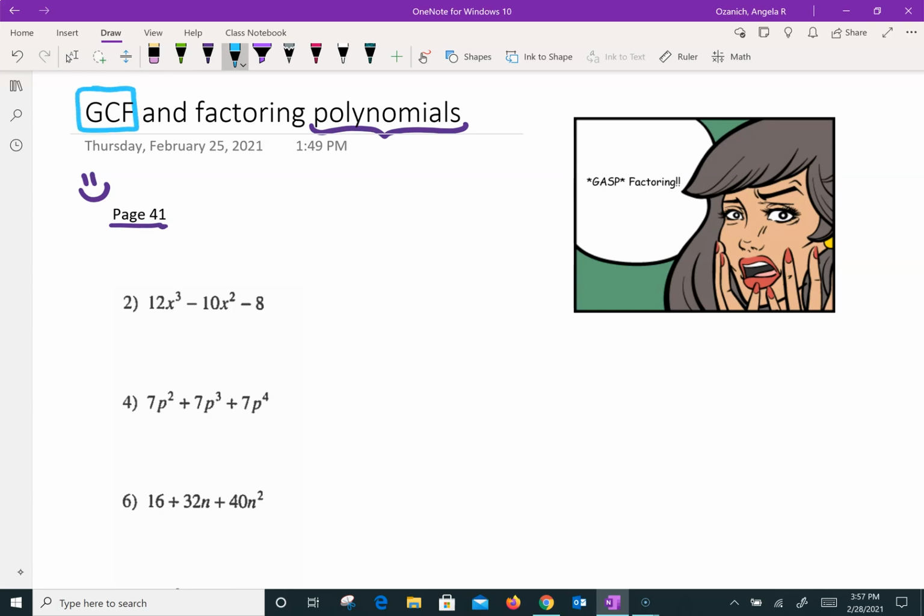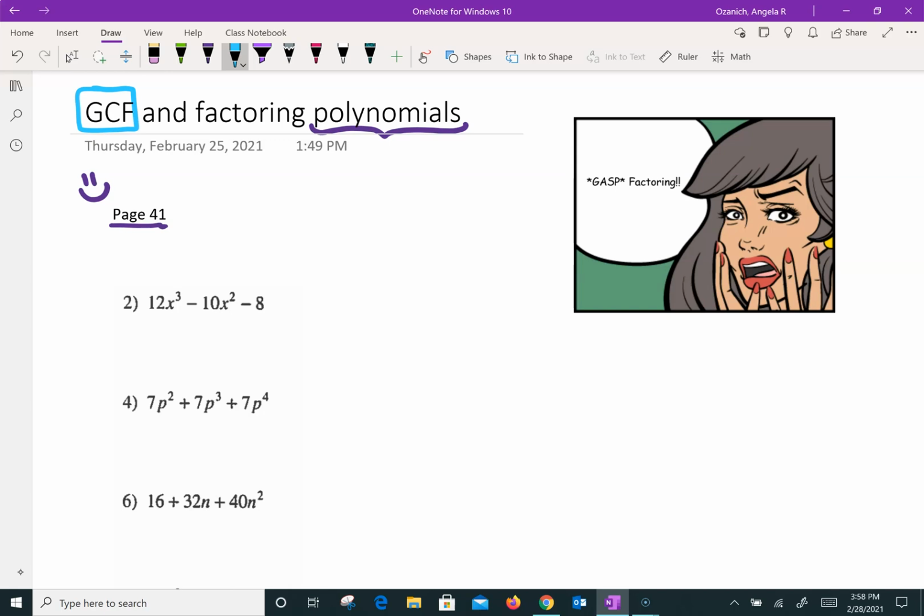When we think about a greatest common factor and factoring, it can be a little daunting, but don't be scared. We're going to get to it. We're going to get lots of practice, and you will end up being able to factor throughout your mathematics career. It's one of those super important skills.